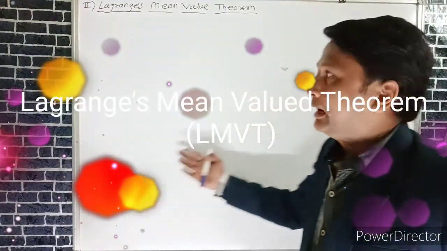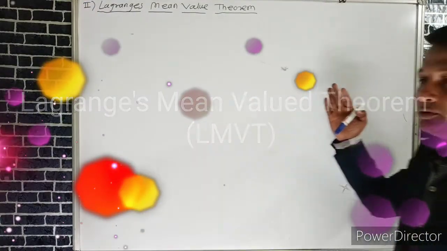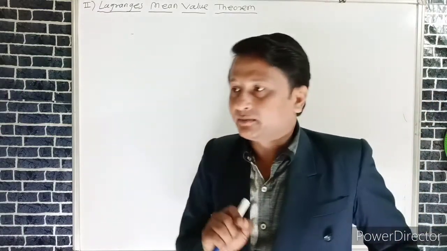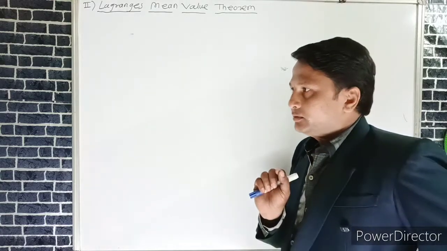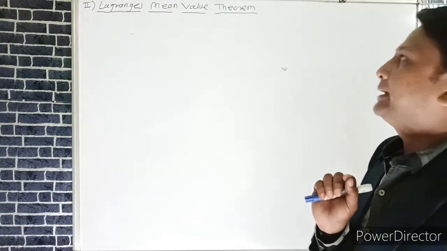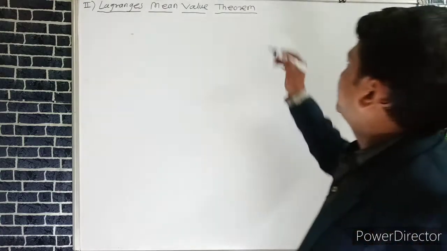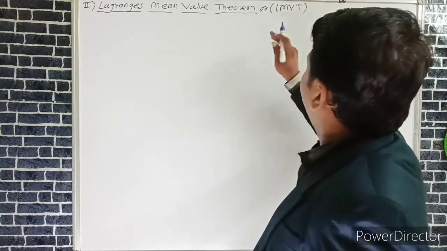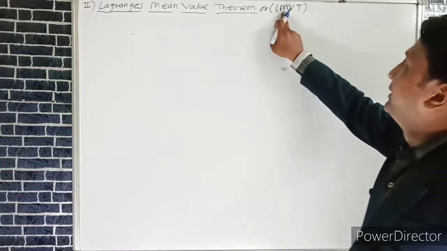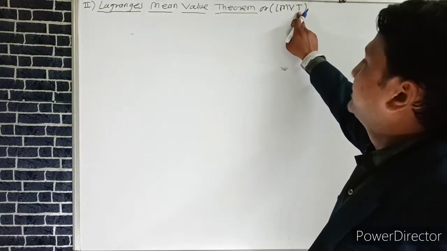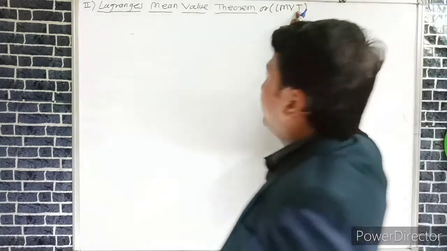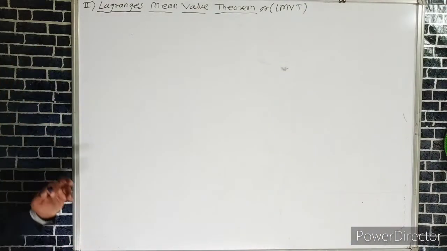Hi everybody. Today we learn Lagrange's mean value theorem. In the previous lecture we studied Rolle's theorem, and if we compare it with Lagrange's mean value theorem, which we also call LMVT. L means Lagrange's, M means mean, V means value, and T means theorem. Lagrange's mean value theorem is shortly denoted by LMVT.